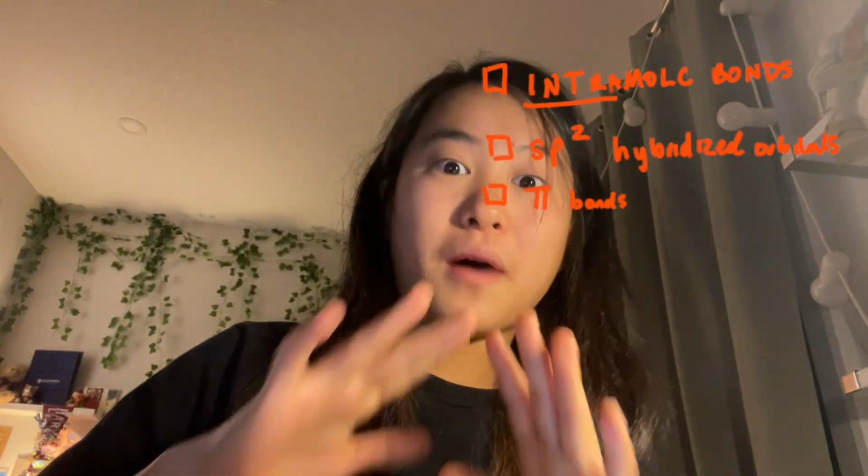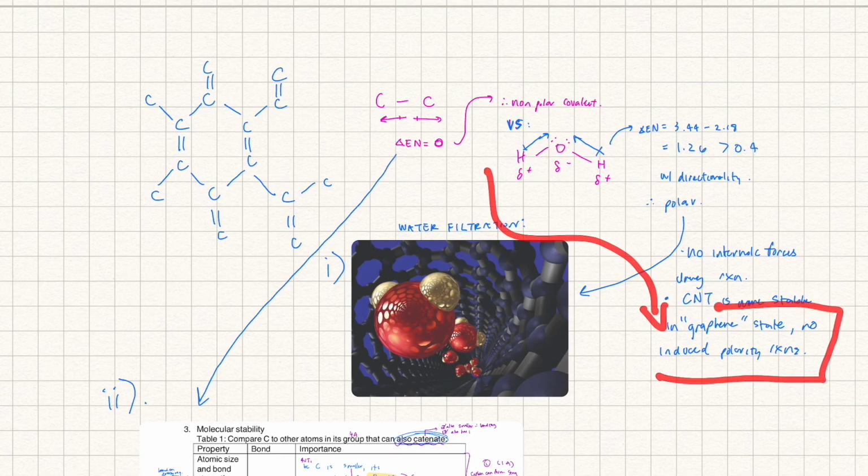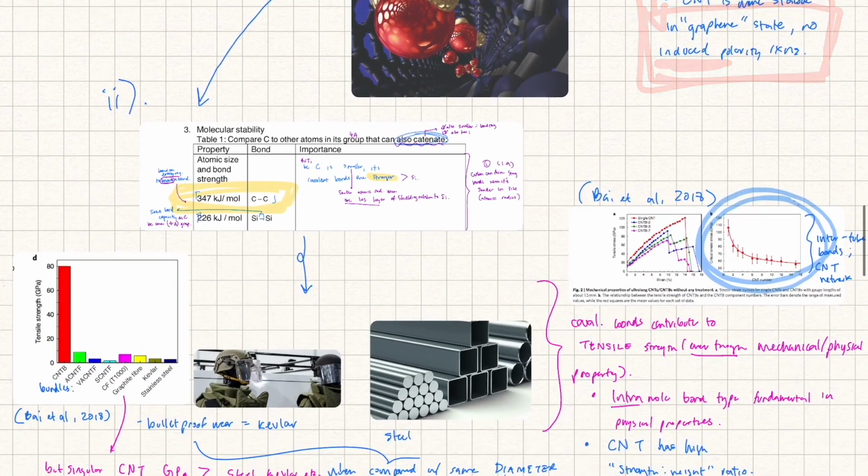It's mainly these 3 properties: the intramolecular bonds, the molecule's sp2 hybridized orbital spaces, and the pi bonds that make this nanoparticle mind-blowing to 21st century research. Carbon atoms have small atomic radii, so the carbon-carbon bonds in nanotubes are strong due to their shorter bond length. Carbon-carbon is also covalent and nonpolar when their delta electronegativity equals 0. So its nonpolar characteristic implies hydrophobicity, allowing for nanotube applications in areas like nanofiltration to remain inert in aqueous environments.